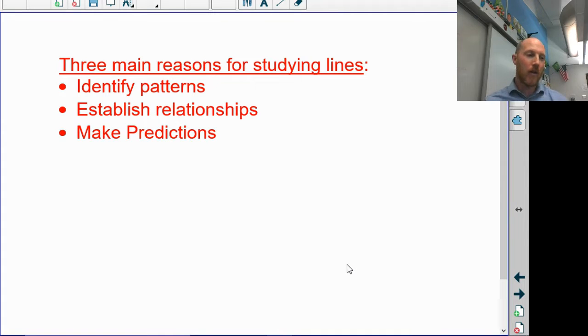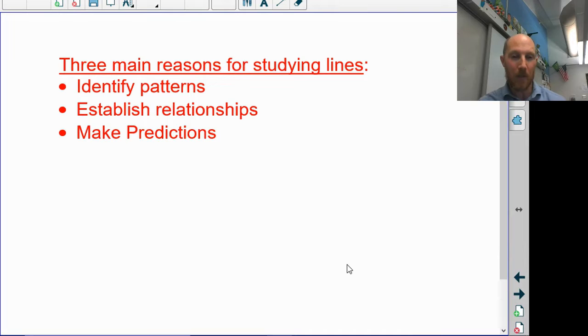So if we can use math to identify patterns, that's great. If we can establish some relationships, that gives a little bit of meaning to it. But really, why are we learning this? It's just like, okay, these things are true, but what do I need to know it for?